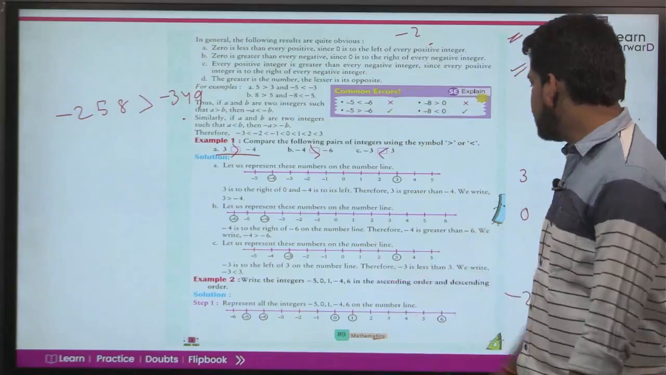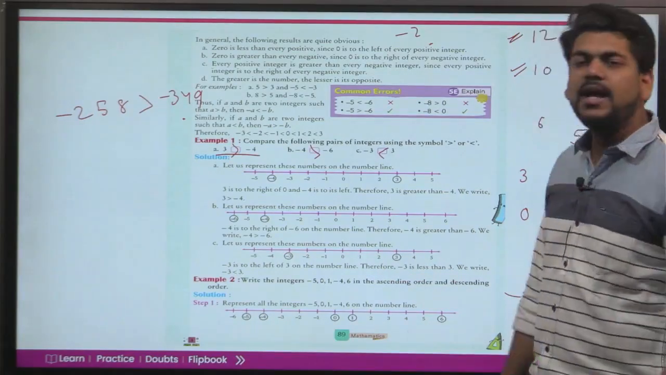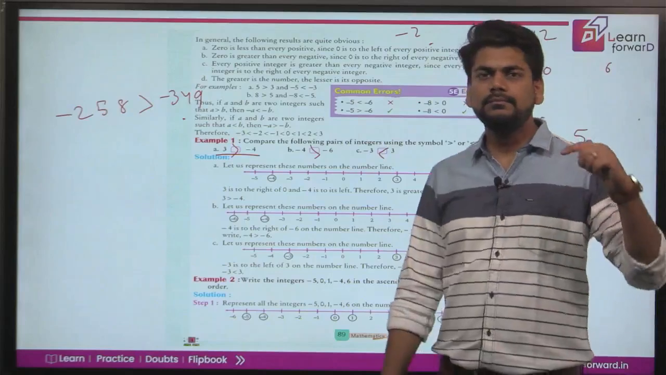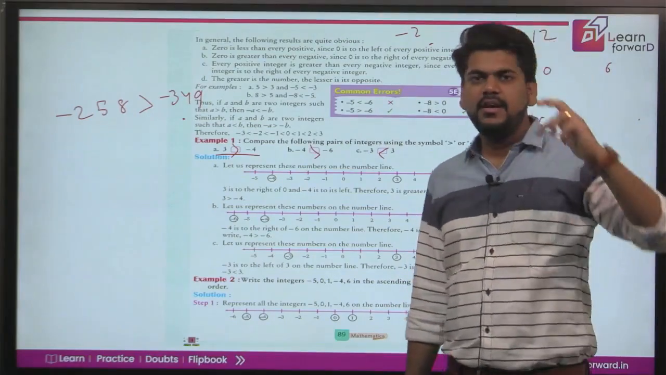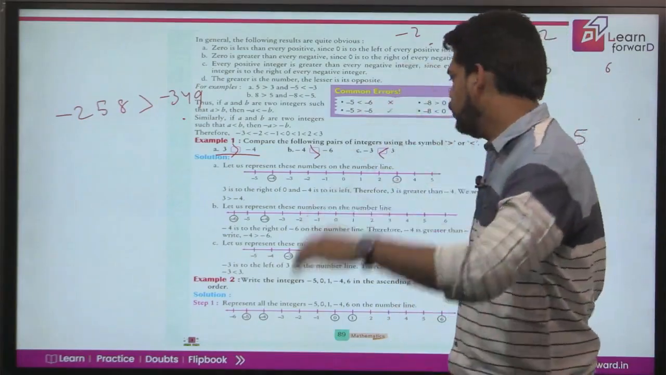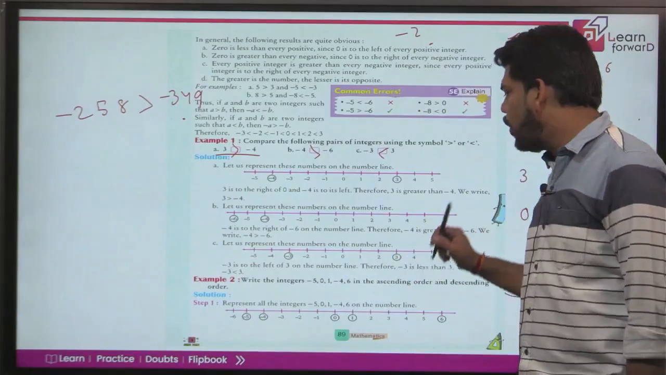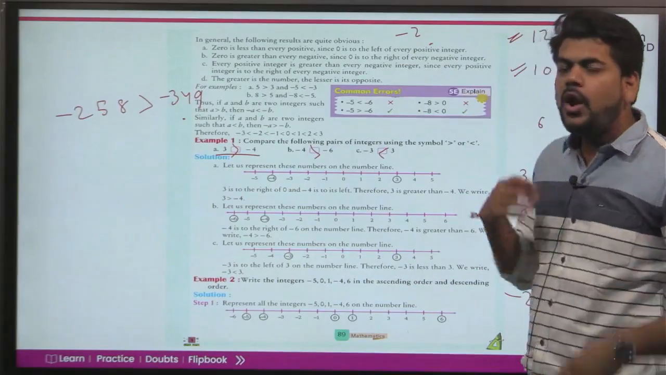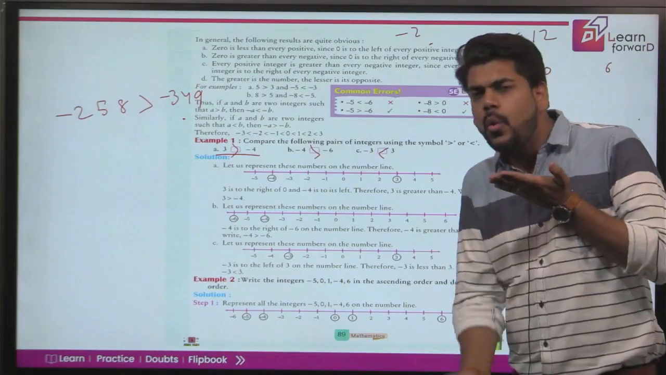Write the integers in ascending order and descending order. Ascending means to ascend, to achieve more height from 0 to the upper level. Ascending is smaller to greater. -5, 0, 1, -4, 6. Now imagine which floor is at the lowest point.